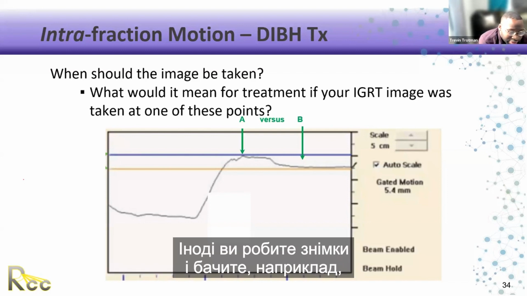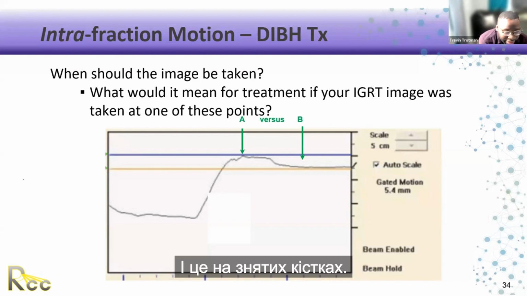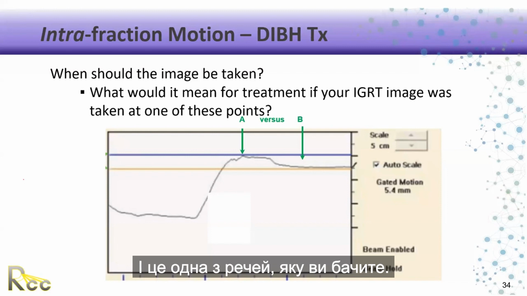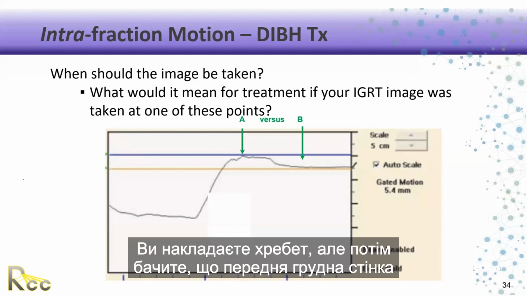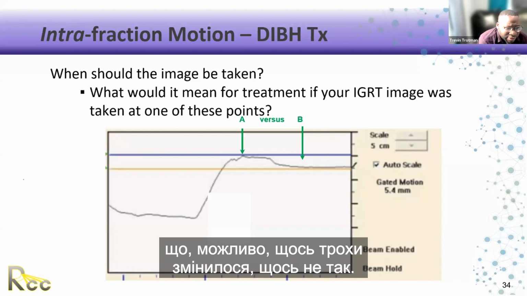Sometimes you take your images and you see maybe your spine and your anterior chest wall, and you're chasing that, and one is on, the other is off. That's one of the things you see. You put the spine on, but then you see your anterior chest wall is completely off. That's a big indication that maybe something's a little different, something's wrong here.